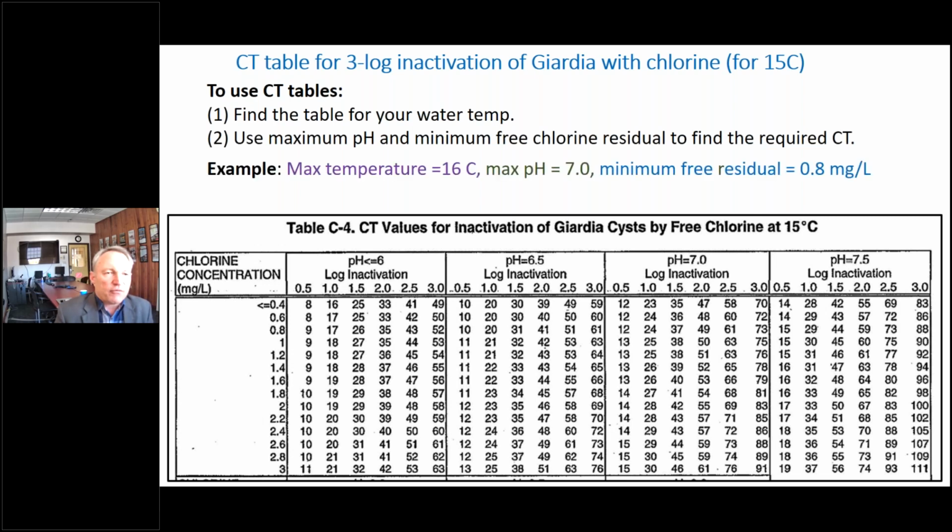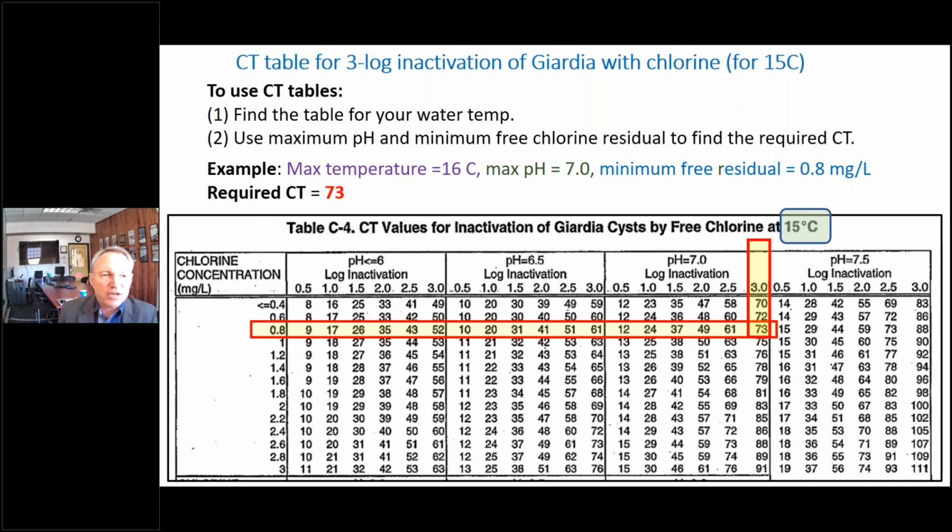So let's try an example here. What we're going to do is find the table for your water temperature, and use our maximum pH and our minimum free chlorine residual to find what's required. In this case, our example is we have a maximum temperature of 16 degrees Celsius. So we're going to use the next lower, which is the table we have. And we're going to locate our column where it has the pH of 7, and find where it has 3-log inactivation. And we're going to line that up with our residual of 0.8 milligram per liter. So there is our line for our 0.8 milligram per liter. And here is our line for a 7 pH and 3-log inactivation. So we can see that we want to attain a CT value of 73.